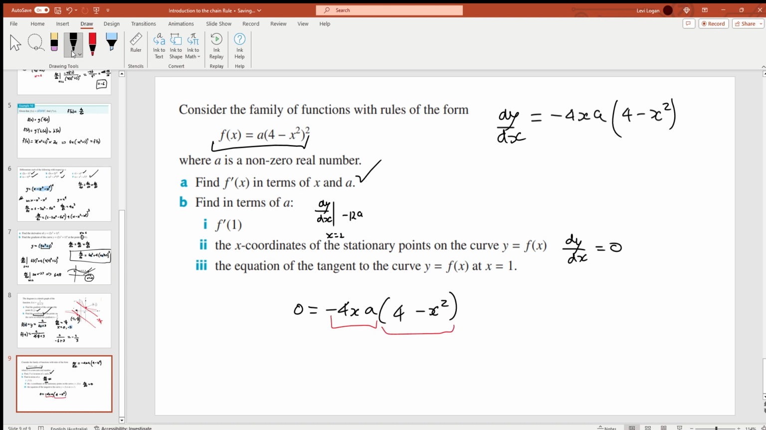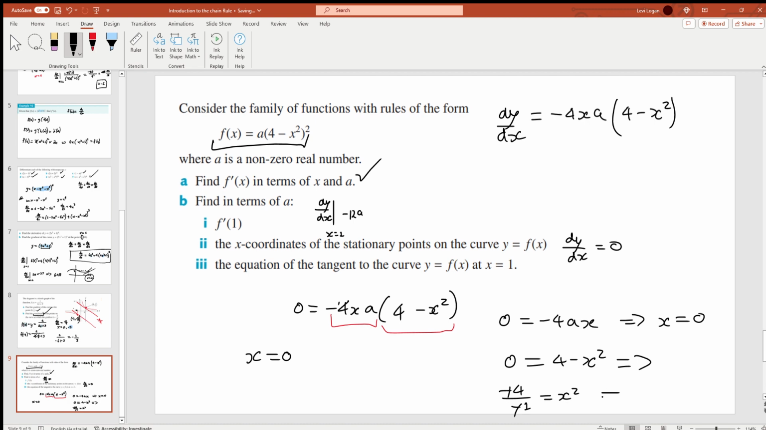So that means we have a stationary point straight away with this guy here when x is equal to 0. Okay? Because if I made that equal to 0, I had 0 equals minus 4ax, and I've got 0 equals 4 minus x squared. Okay? So that implies x is 0, and this implies, if I move the 4 over, I'll get minus 4. Divide by negative 1. So I'll have x is plus or minus 2. Okay, so we have 3 stationary points when x is 0, 2, or minus 2. Okay, and all that's asked for is the x coordinates, not the y coordinates, so we don't need to do anything more than that.